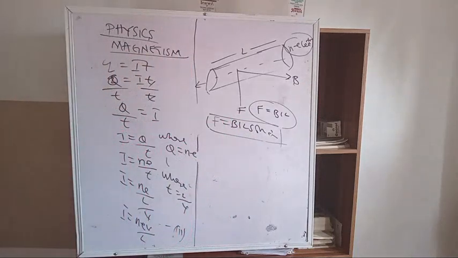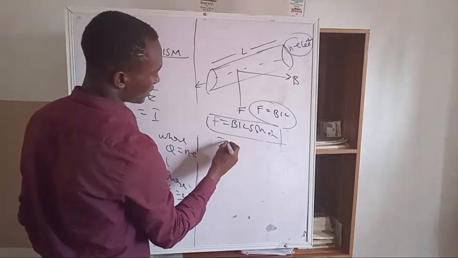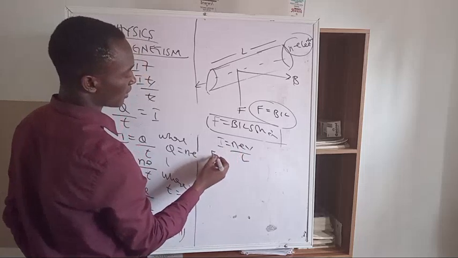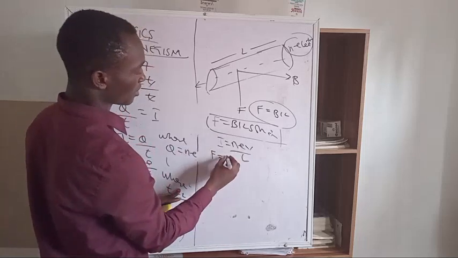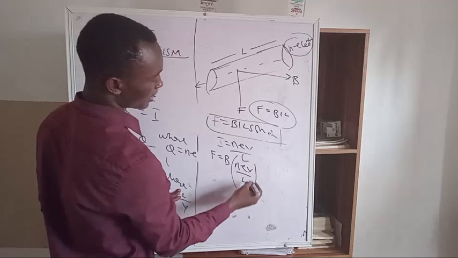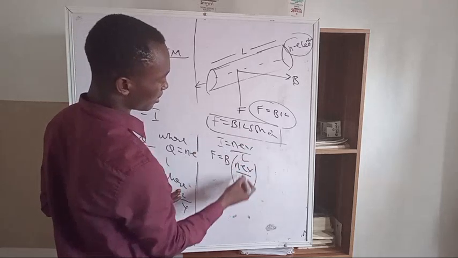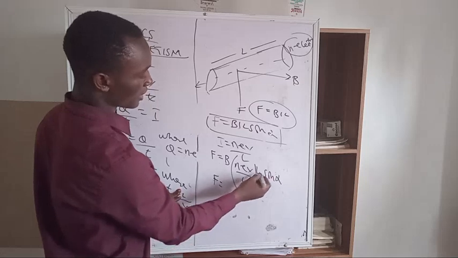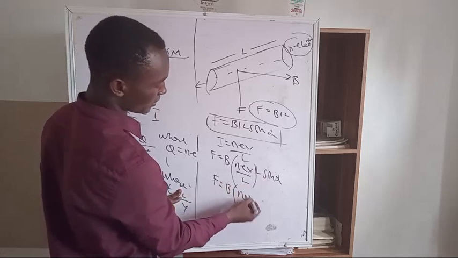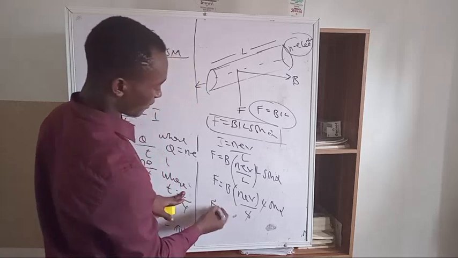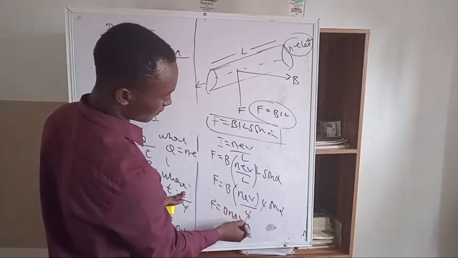I imputed in that place, which now gives me a value of I equal to NeV over L. So I now have F is equal to, anywhere I see I, I'm going to be writing B. The value of I now is NeV over the length, then I have another length here, then sine alpha. Then F is equal to B into NeV over L, then L cancels L here. This is sine alpha. Then what is left? F is equal to BNeV sine alpha.